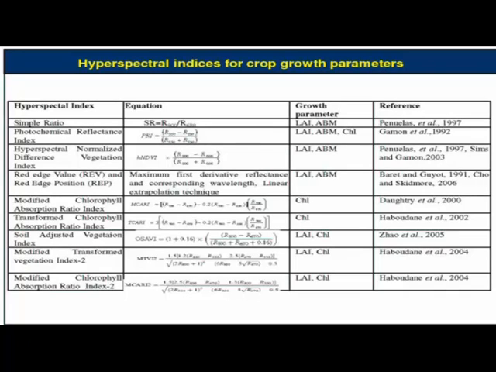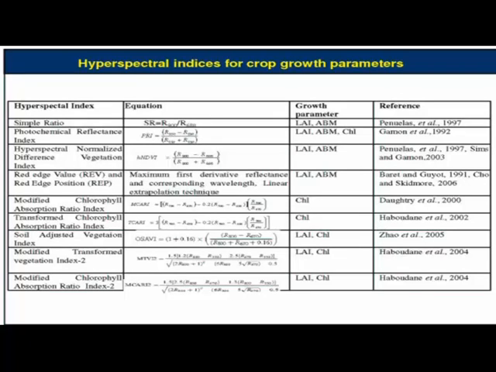The simple ratio, which is a hyperspectral index, is taken as the ratio of reflectance at 900 and reflectance at 680. There is another index called the photochemical reflectance index, that is PRI, which is taken at reflectance 550 and 530, the normalized index again. Then the hyperspectral normalized difference vegetation index. This is simply the NDVI.